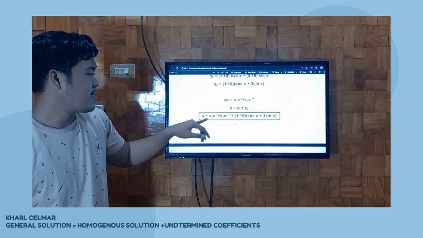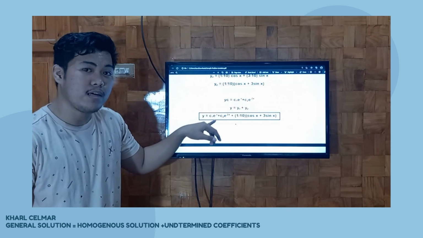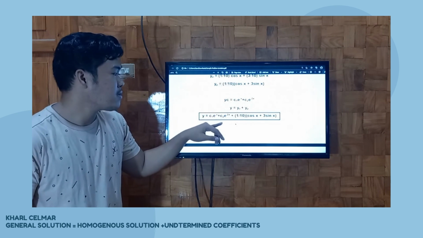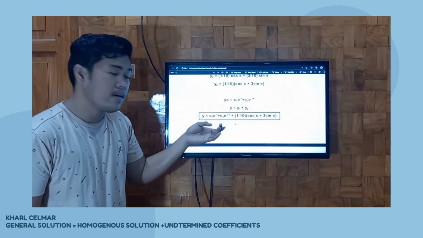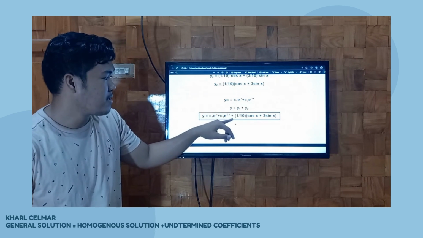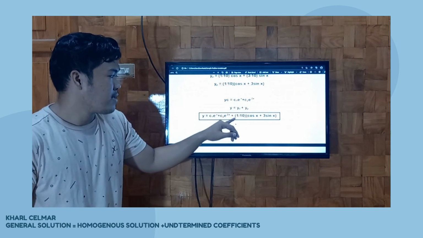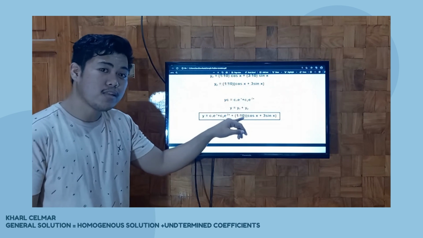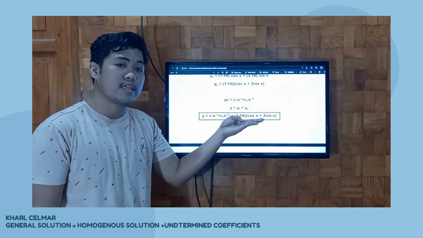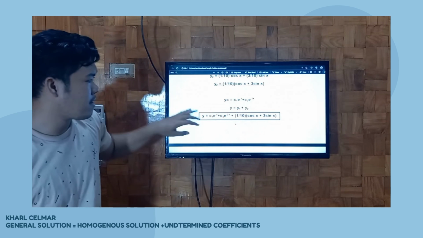So y is equal to c sub 1 times e raised to negative x plus c sub 2 times e raised to negative 2x plus 1 over 10 times the quantity of cosine x plus 3 sine x. So that is our final answer.